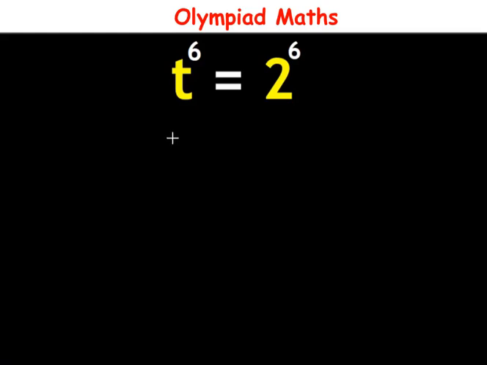Hello everyone, in this video let us solve this question. We have t raised to power 6 is equal to 2 raised to power 6, and we have to solve for the value of t. So t is the unknown we have to solve for. Now to do this, solution.